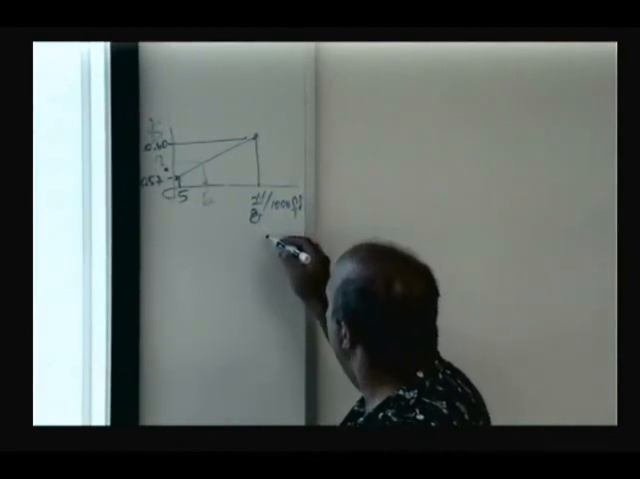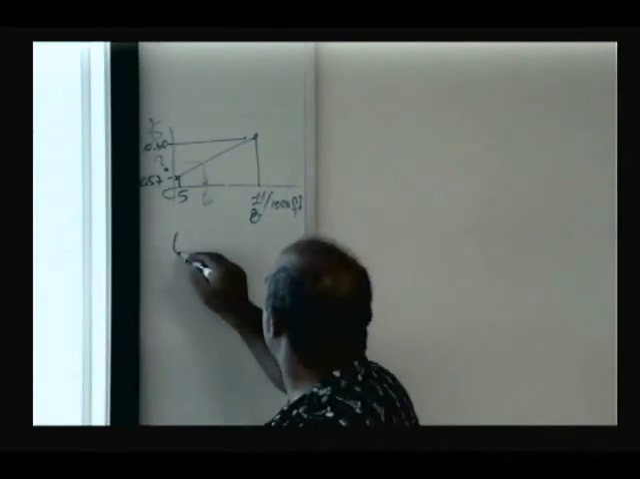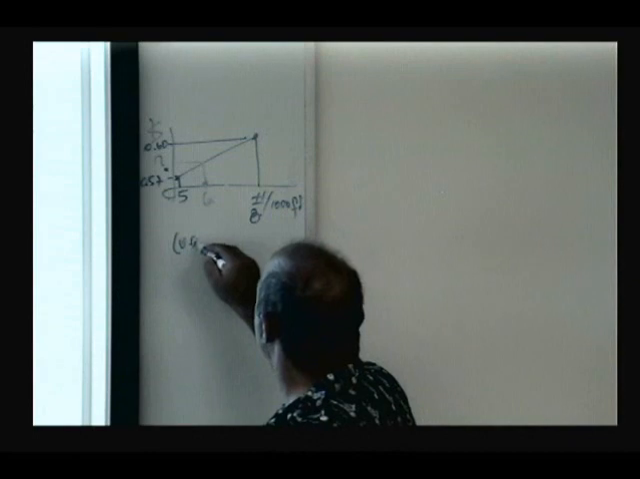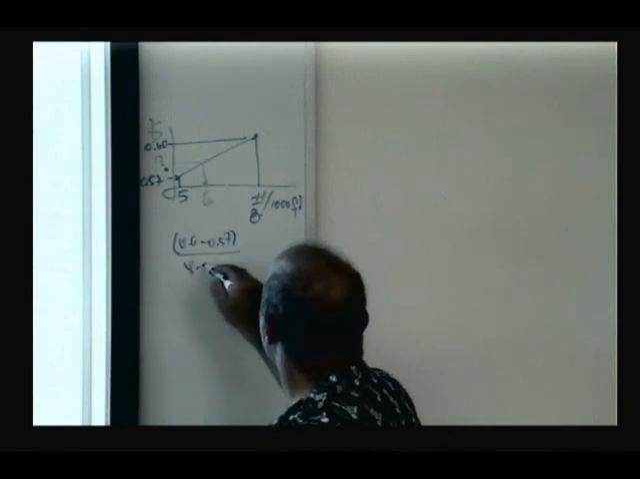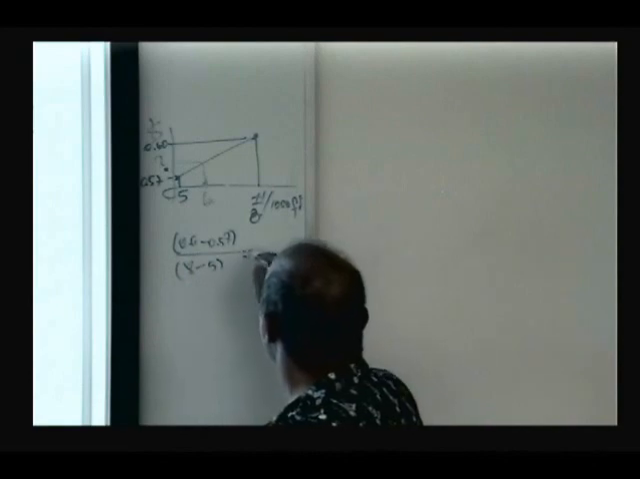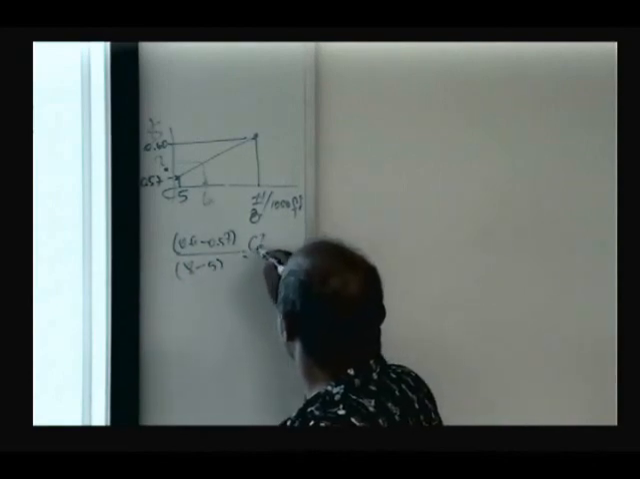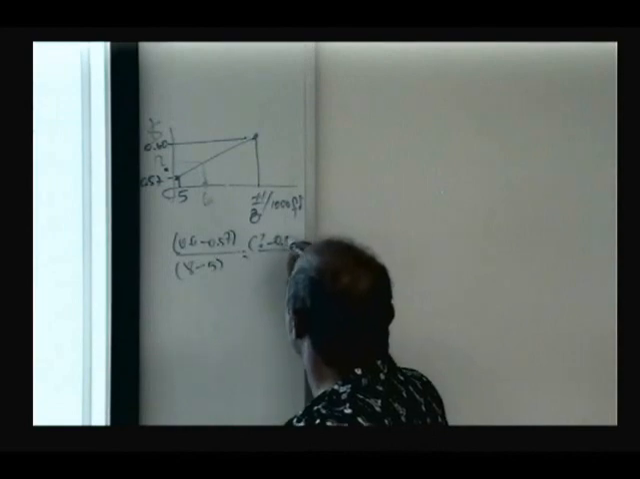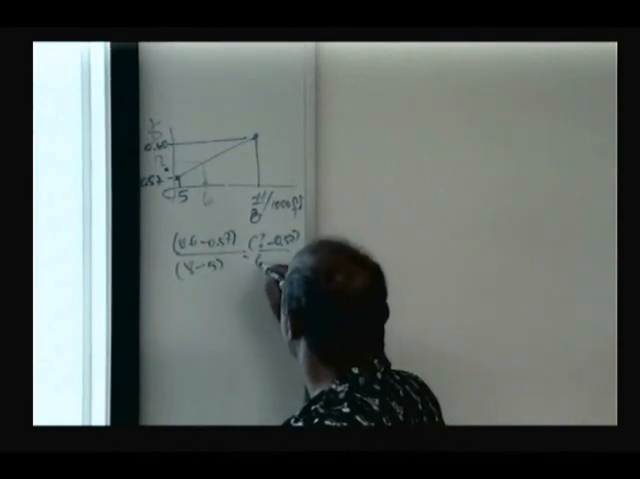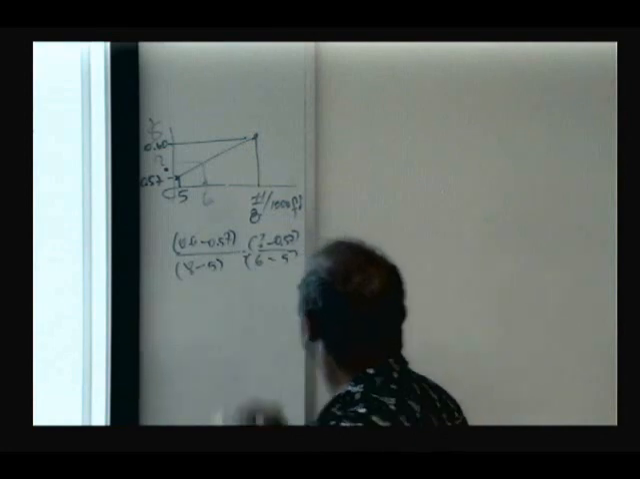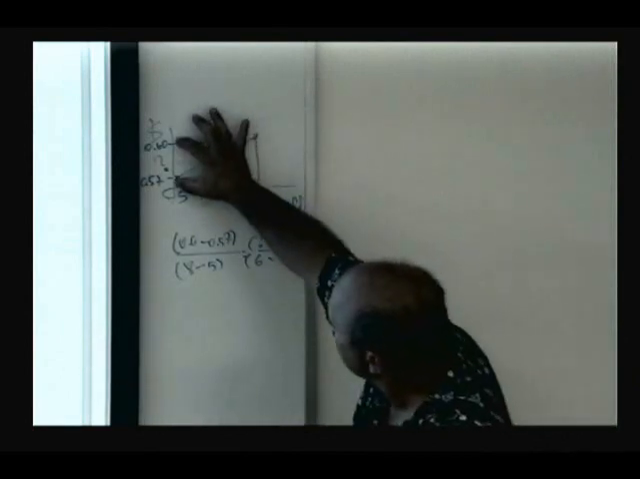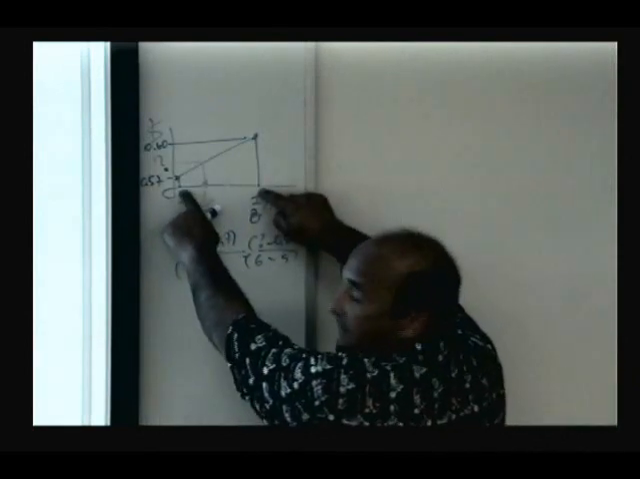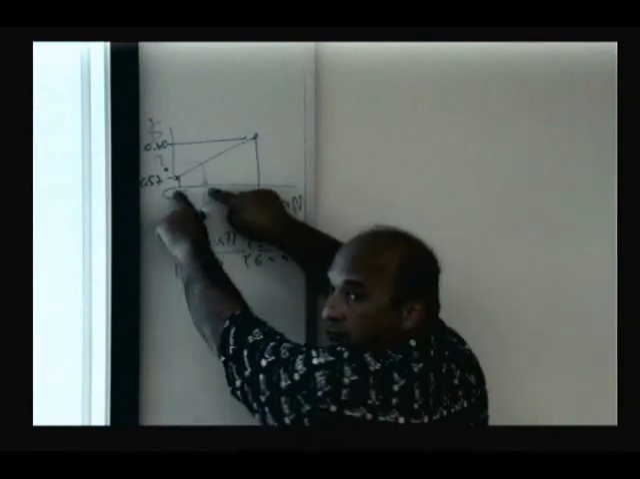Different ways to do this thing. Probably the best one is to say 0.6 minus 0.57 is to 8 minus 5 as my unknown minus 0.57 is to 6 minus 5. So I have one equation with one unknown. This segment is to this segment as this segment is to this one. Right?